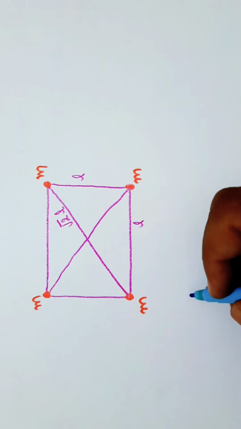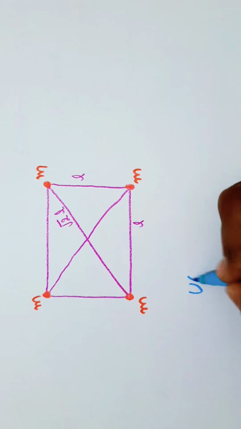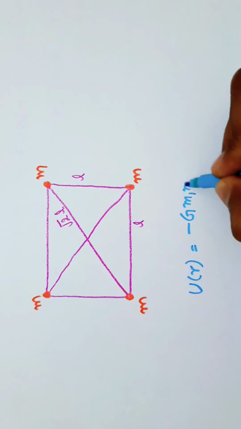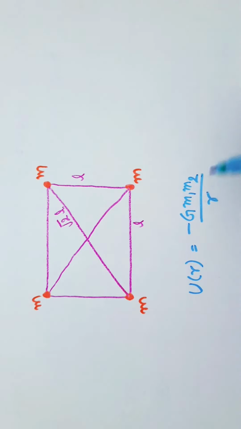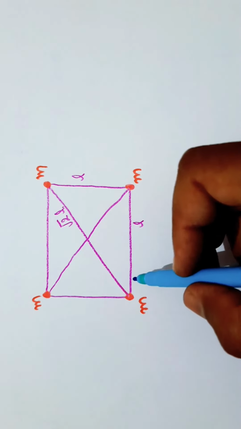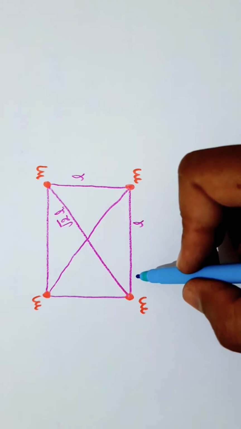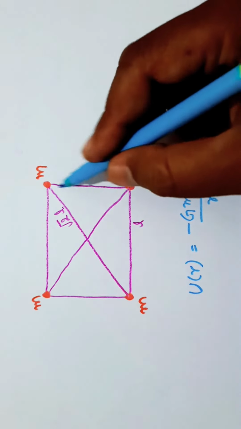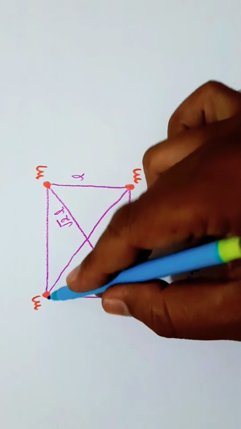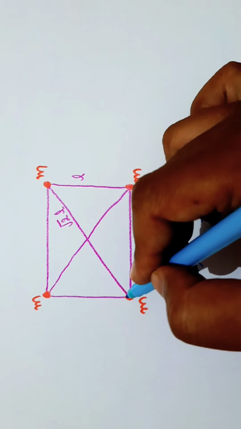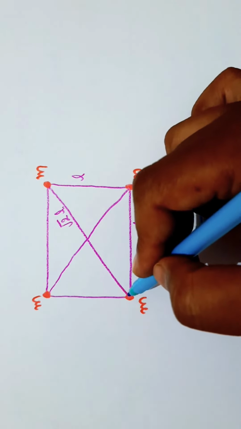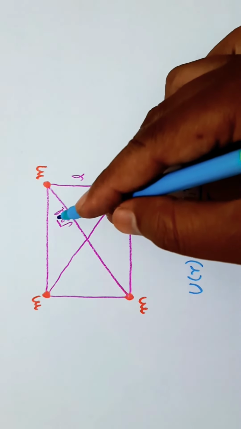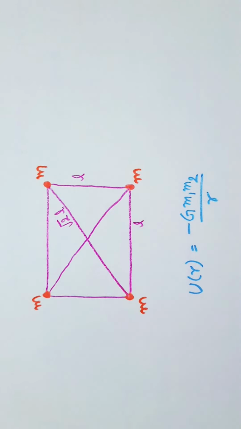Here potential energy of two masses is U of R is equal to minus G m1 m2 by R. Here we have 4 mass pairs at a distance L. So here it is one pair, this is second pair, this is third pair, this is fourth pair, and 2 diagonal pairs at a distance root 2 L. So here, gravitational potential energy.